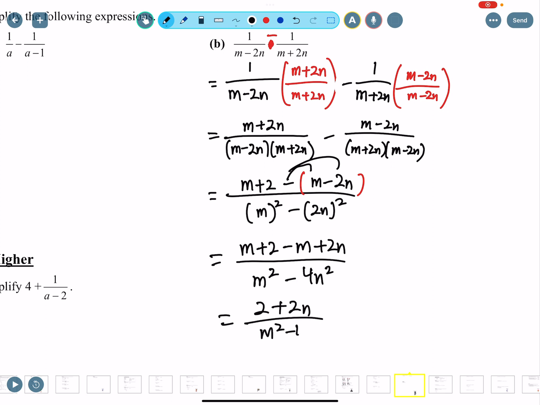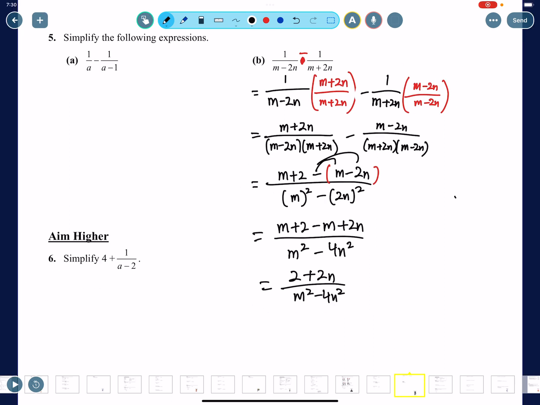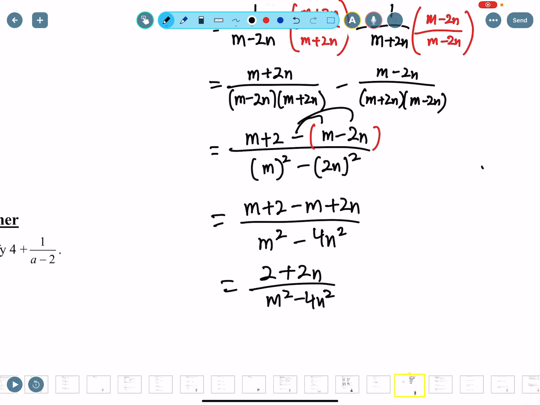Over m squared minus 4n squared. I don't think we can further simplify, right? Yeah, we cannot further simplify. Even if you factorize the top one, it's going to be 2, 1 plus n. Cannot cut. So that's it.